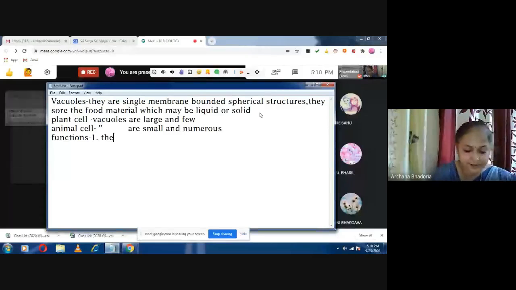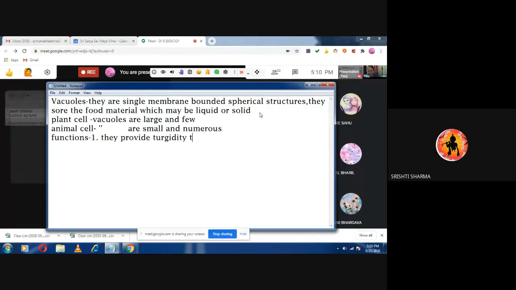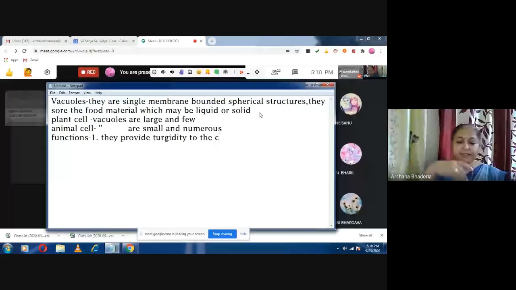They provide turgidity. And what is turgidity? Turgidity means keeping it in proper shape. It will keep it in proper shape, taut. For example, now try to imagine if you have taken a balloon.